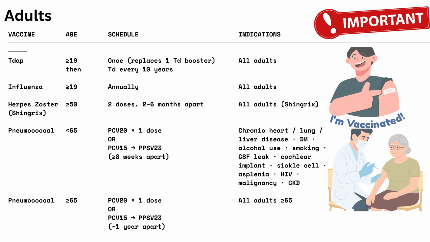There are 2 main options for vaccination. You can either give PCV20 alone, which completes everything in 1 shot. Or you can give PCV15 first, followed by PPSV23 at least 8 weeks later. And a simple way to remember it is this. PCV comes first, because it builds better immune memory. PPSV comes second if it is needed. But if PCV20 is used, no extra PPSV23 is required. That's the adult vaccine schedule in a nutshell. Simple rules, but very high yield for exams and clinical practice.